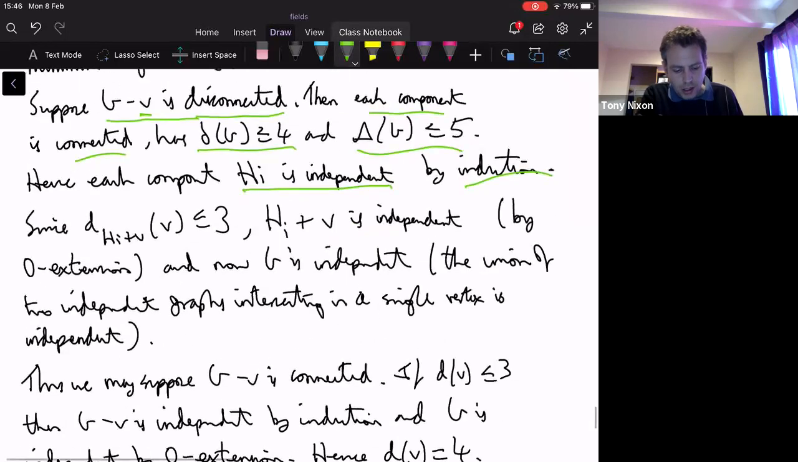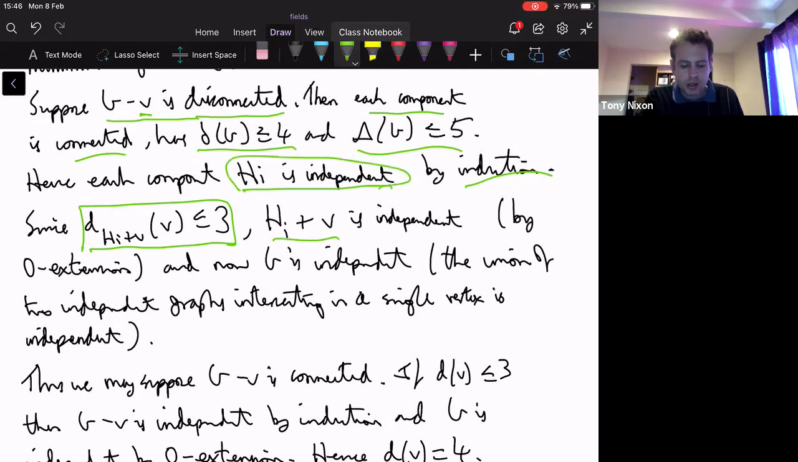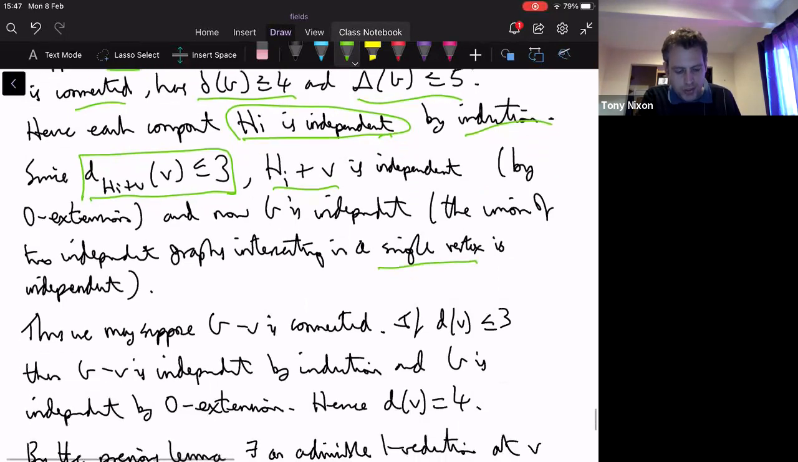So that's good. We deleted a vertex of minimum degree, so it had degree at most 4. Hence, it has degree at most 3 in any one component. So if I add V to any one of my components H_i, the degree of V will be at most 3. And hence, we can use 0 extension to show that H_i plus V is independent, as well as just H_i being independent. Now, we can say G is independent because I take several, somewhere from 2 up to however many you like, independent graphs, and intersect them in a single vertex, V, then that union will be independent. And again, that's relatively easy.